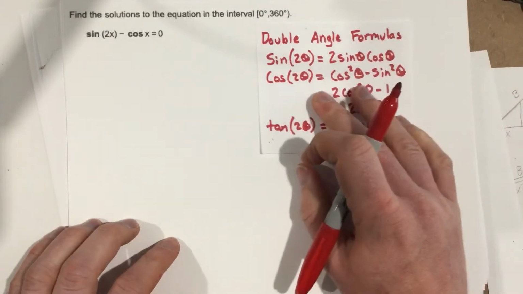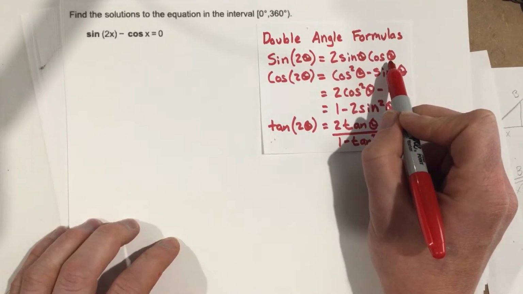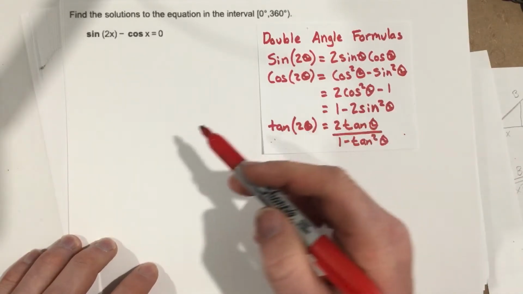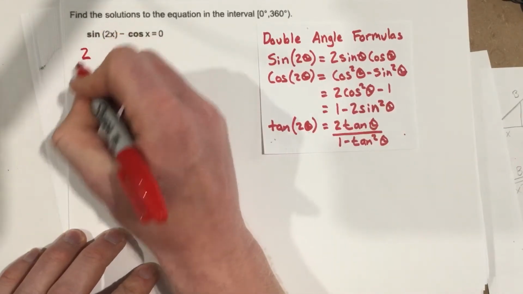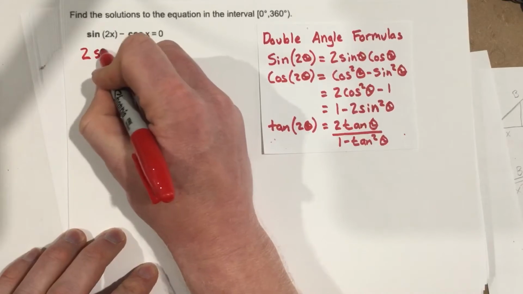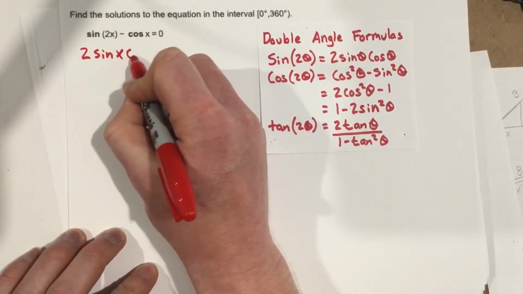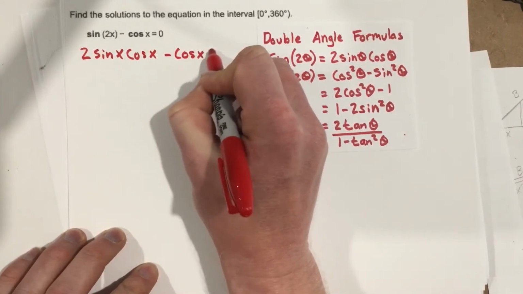So if I pull out my double angle formulas, you can see that sine 2 theta is 2 sine theta cosine theta. So remember, sine 2x is the same as sine 2 theta, just a different variable for our angle. So we can rewrite this as 2 sine x cosine x minus cosine x equals 0.